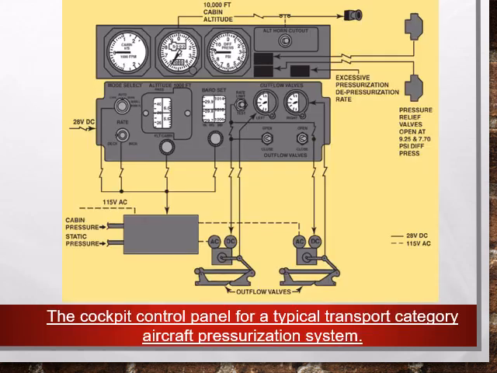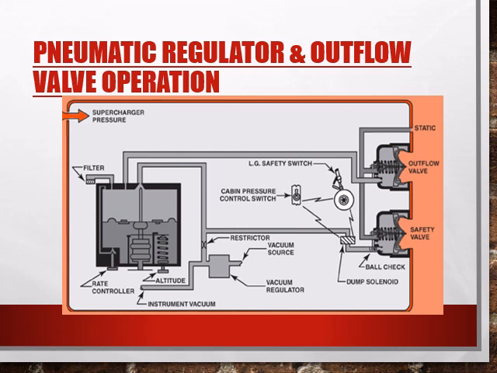This diagram shows the cockpit control panel for a typical transport category aircraft pressurization system. Controlling cabin pressurization is accomplished through regulating the amount of air that flows out of the cabin. A cabin outflow valve opens, closes, or modulates to establish the amount of air pressure maintained in the cabin. Some outflow valves contain the pressure regulating and the valve mechanism in a single unit. They operate pneumatically in response to the settings on the cockpit pressurization panel that influence the balance between cabin and ambient air pressure.